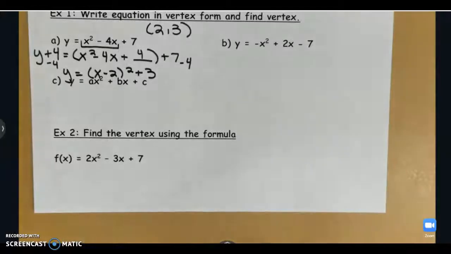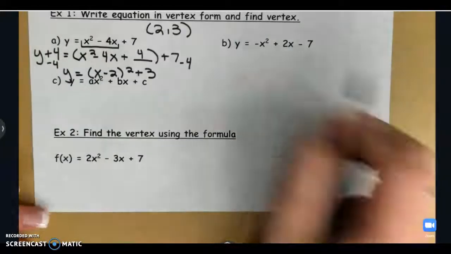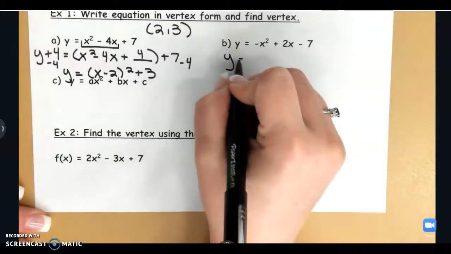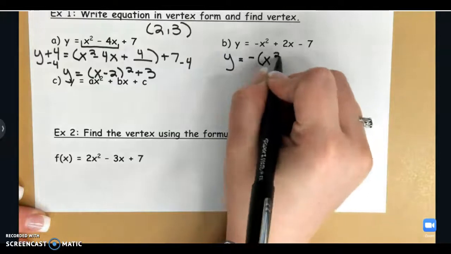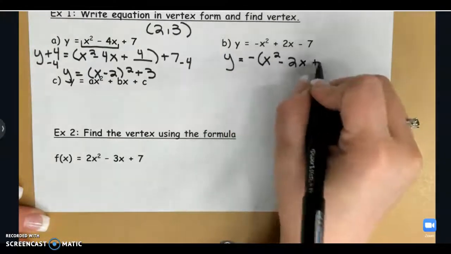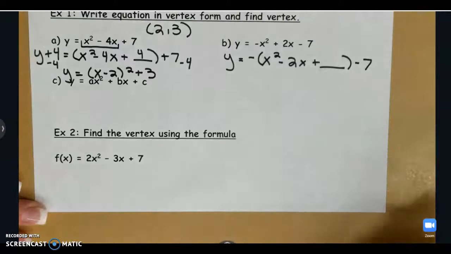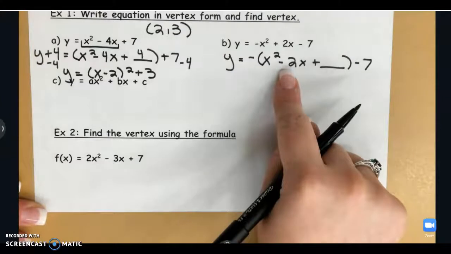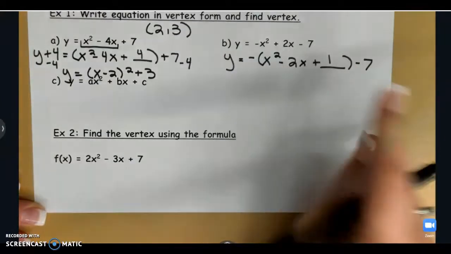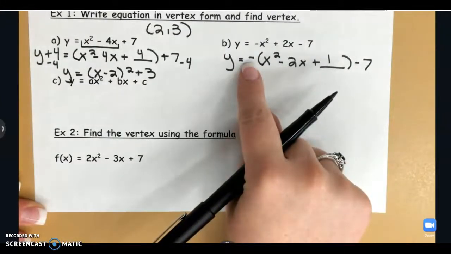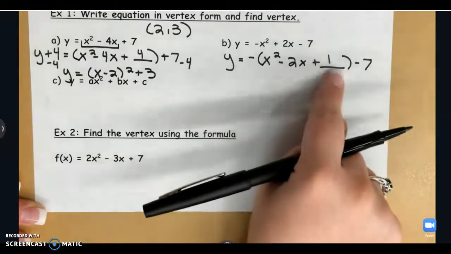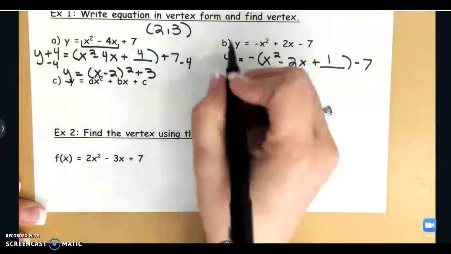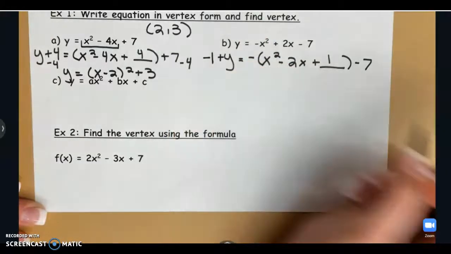So let's take another look-see. At b, again, we're going to start by completing the square. So the first thing I need to do is factor out that negative. So negative x squared minus 2x plus whatever is going to make that a perfect square trinomial. So half the middle term, that is going to be negative 1, and you square it, that gives us positive 1. Now, because we factored out a negative, that means we have to multiply that 1 by the negative to figure out what we're going to put on the other side. So that's actually going to be negative 1 on our other side.